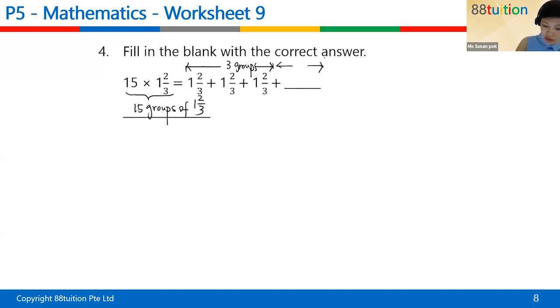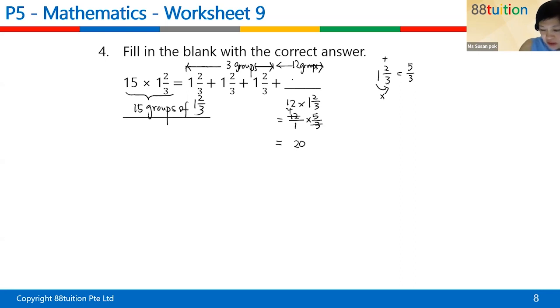Right? 12, 13, 14, 15. So 12 groups. With 12 groups, how to find out is I must have 12 multiplied by 1 and 2/3. Okay? So I change this to an improper fraction, over 1, and I change 1 whole 2/3 into an improper fraction. So for the improper fraction, 1 times 3, 3 plus 2, 5. So this is 5/3. Okay? And I reduce this to the simplest form.